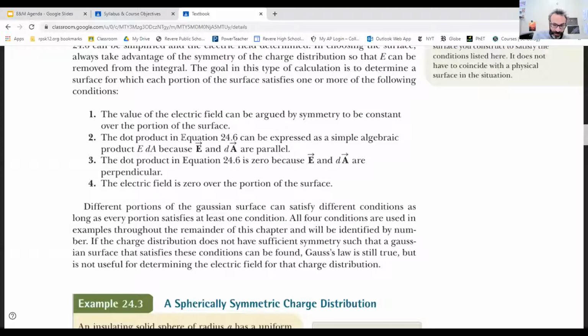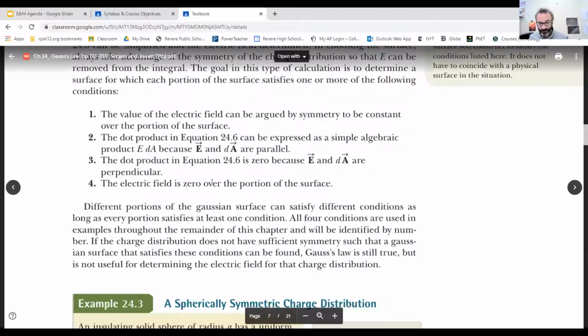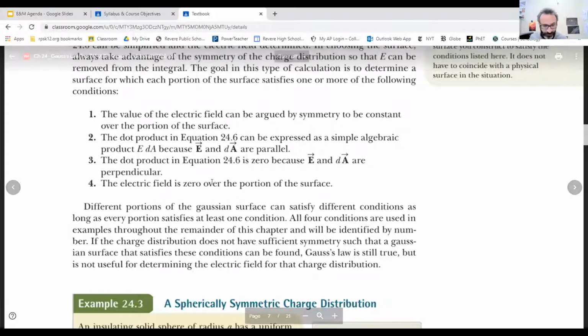We can express that dot product E dot dA as just E dA because E and dA are parallel to each other, and that makes the integral much easier. Or the dot product is 0 because E and dA are perpendicular, in which case there's no flux through that part of the surface. Or, of course, if the electric field is 0 over some part of the surface, that's going to give us no flux as well.